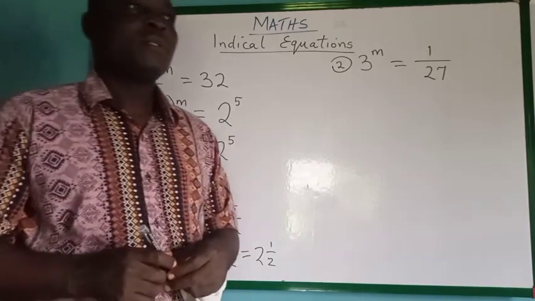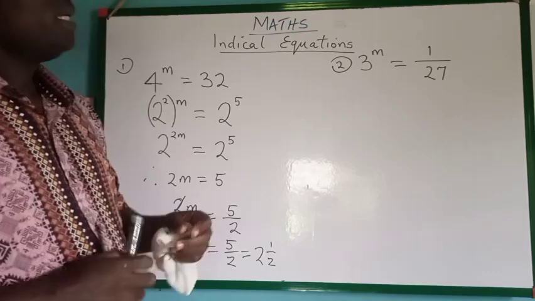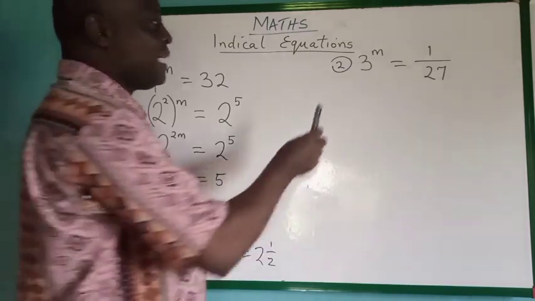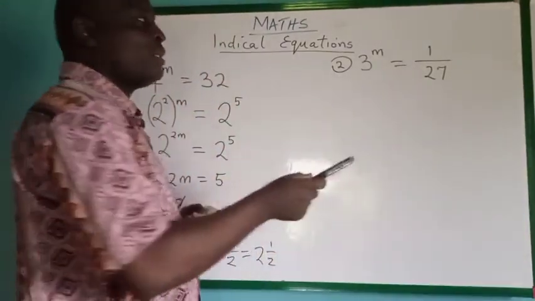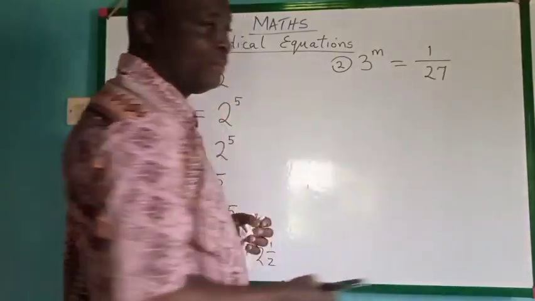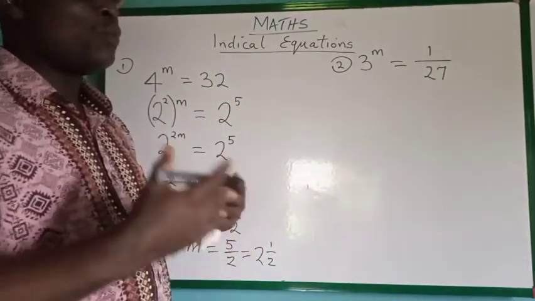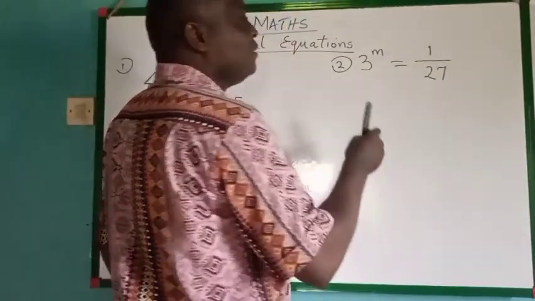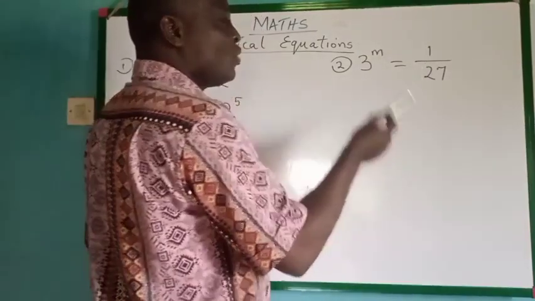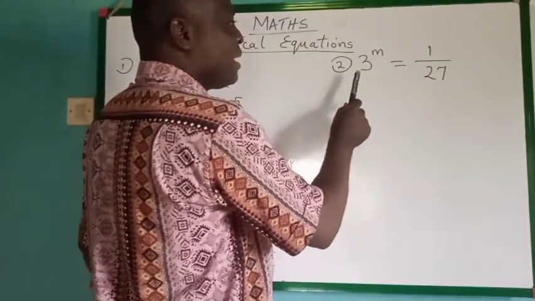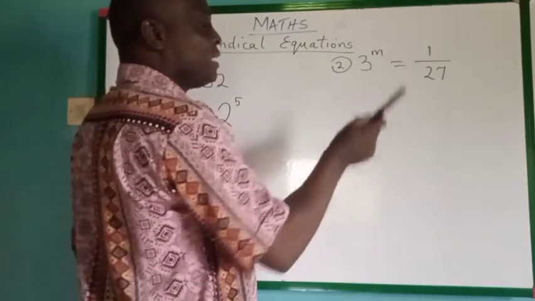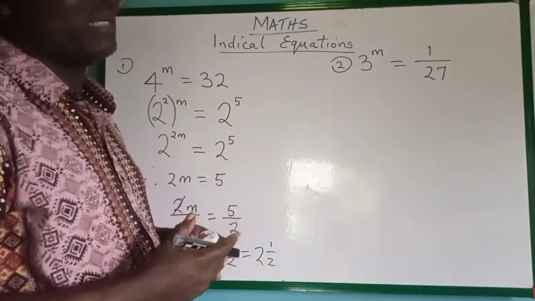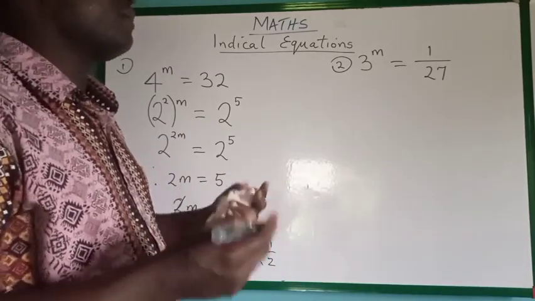So let us look at the second example. The second example does not have straight line expressions. The left hand side is a straight line expression, but the right hand side is a fraction. How do we handle such? There are two ways you can do this. Either you change this one to a straight line number, or you change the 27 to, if you can express it as a number that is having 3 as the base or 3 as the foundation number. In whatever way you approach it, you still have the same answer. You are going to have the same value for m.